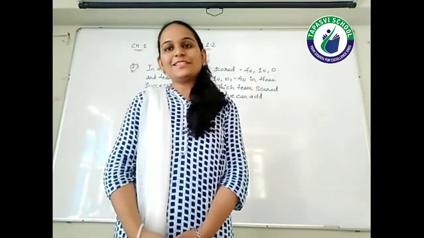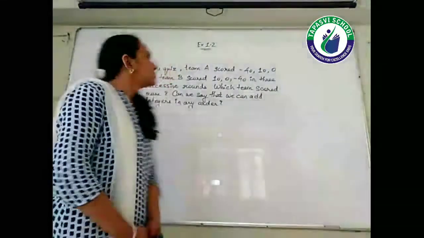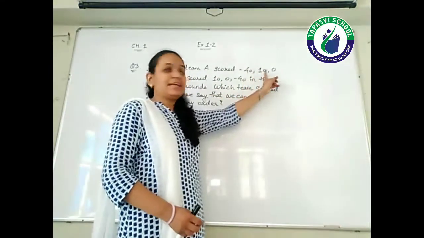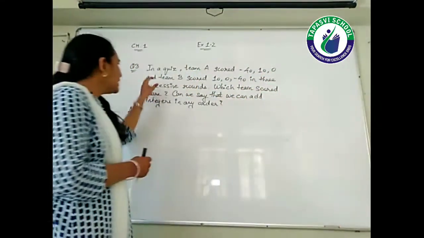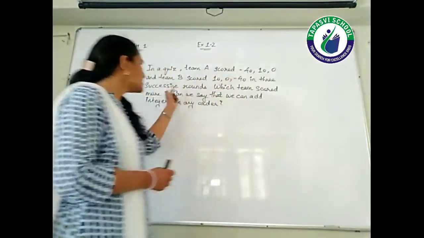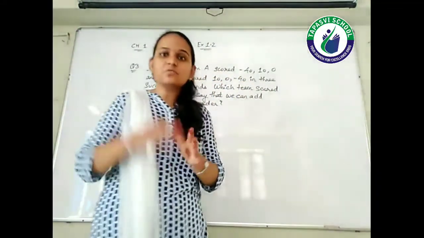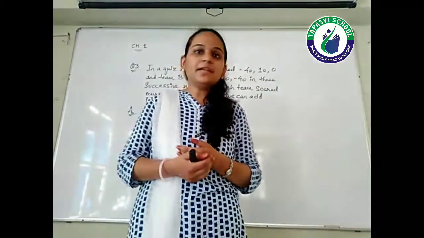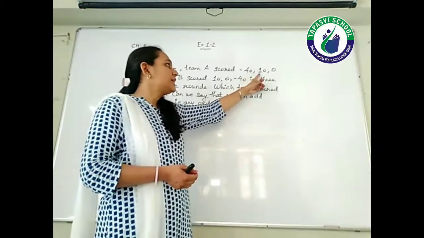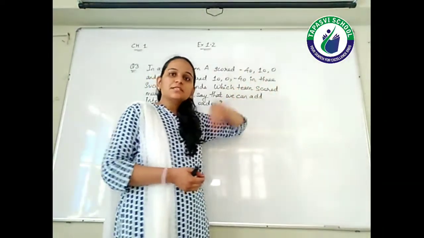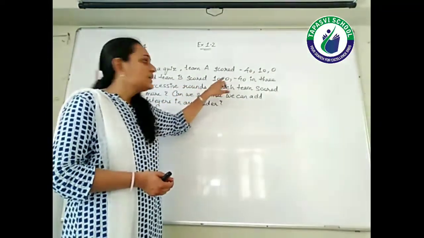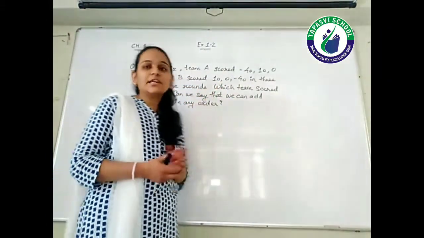Okay, students, now let's see question number 3. In a quiz, team A scored -40 in successive rounds. Successive rounds means one after another. So team A scored initially in the first round -40, second round 10 and third round 0. Similarly, team B scored first round 10, second round 0 and third round -40.